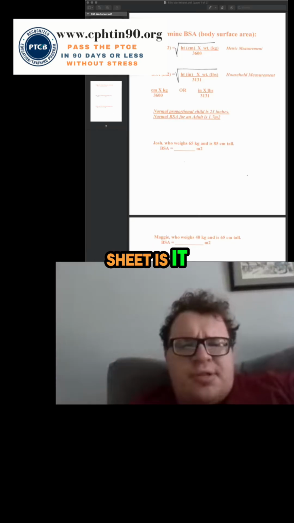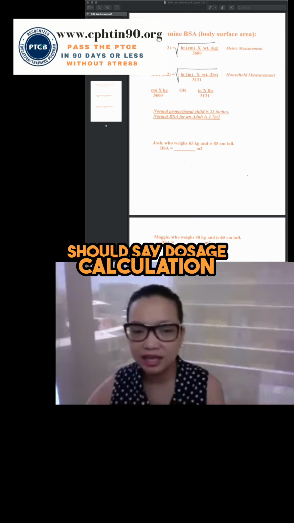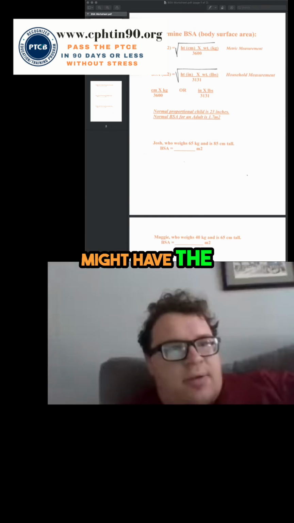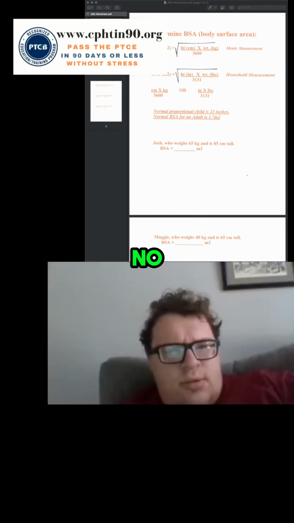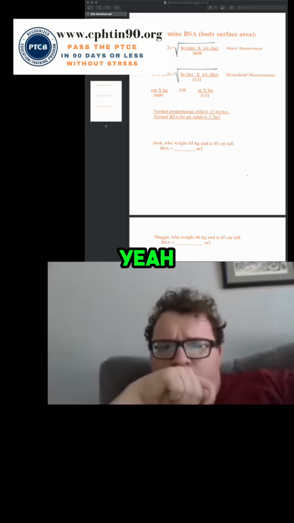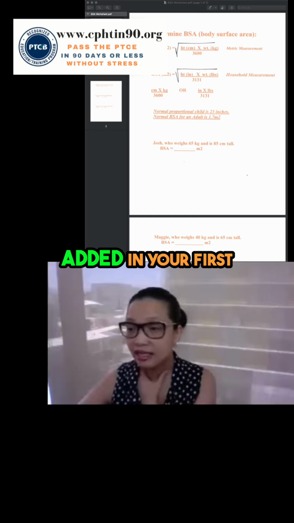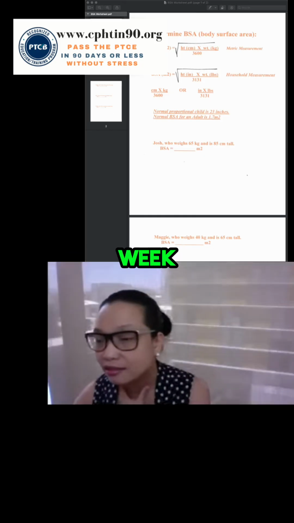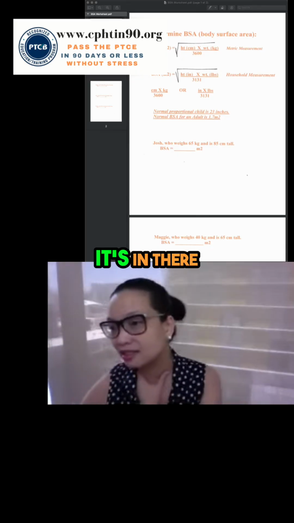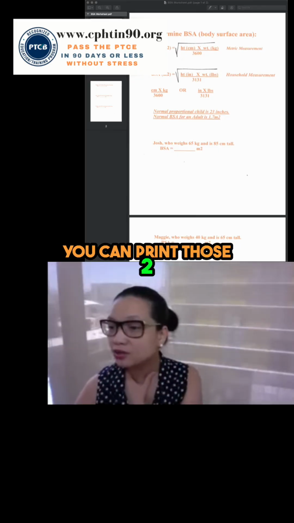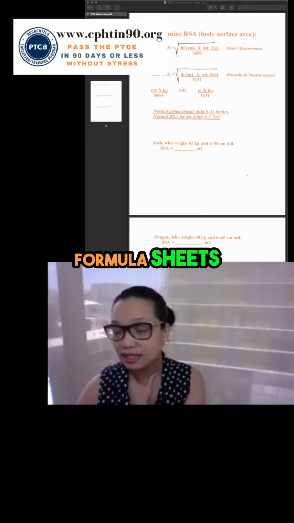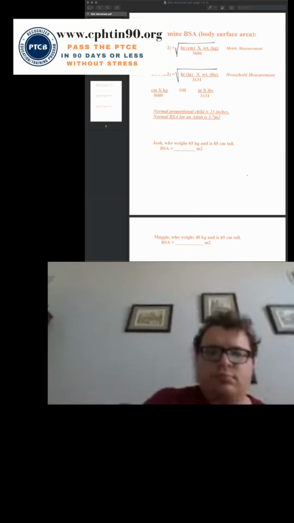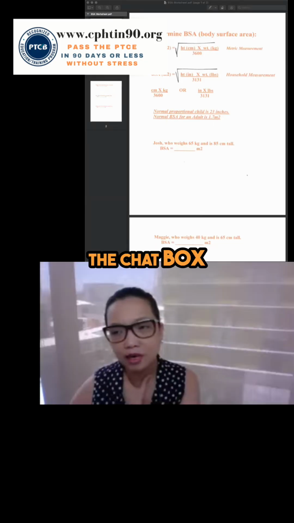Where on the sheet is it? It should say dosage calculation. I might have the wrong sheet pulled up. No, on the math handout, right? Yeah, it's the second sheet that I added in your first week, day one, Wednesday. It's in there. I told you you can print those two formula sheets. Anyone who can help? Clark's rule formula. Put it in the chat box.